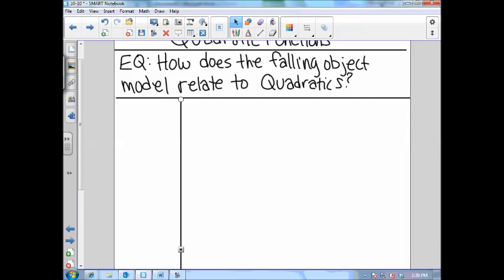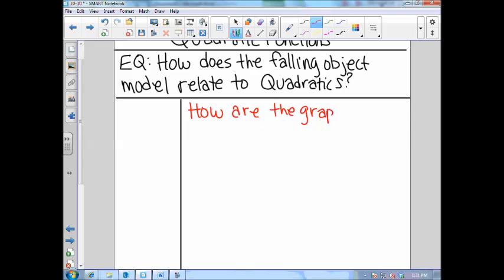Okay. The first example we're going to do is see how we're going to graph two graphs on the same coordinate plane and see how they're related. So how are the graphs related? We have y equals x squared and y equals x squared minus 3.